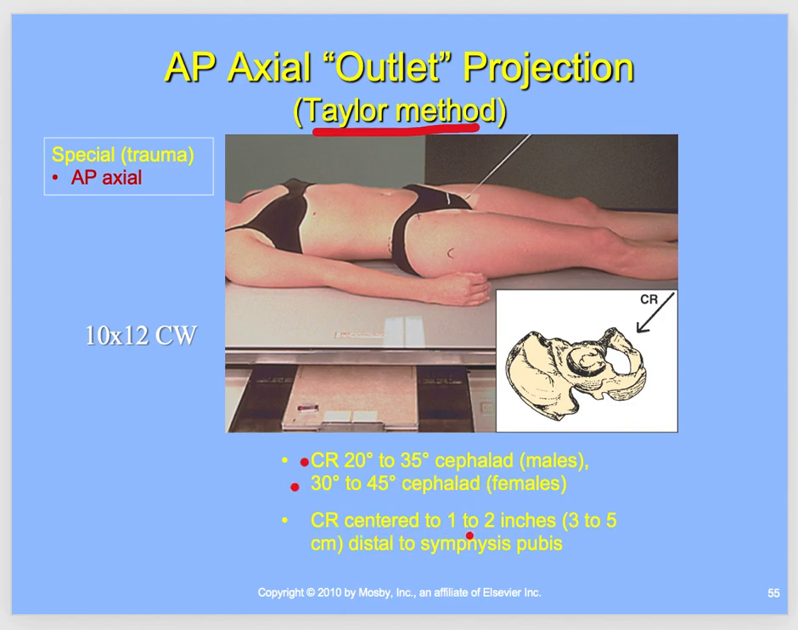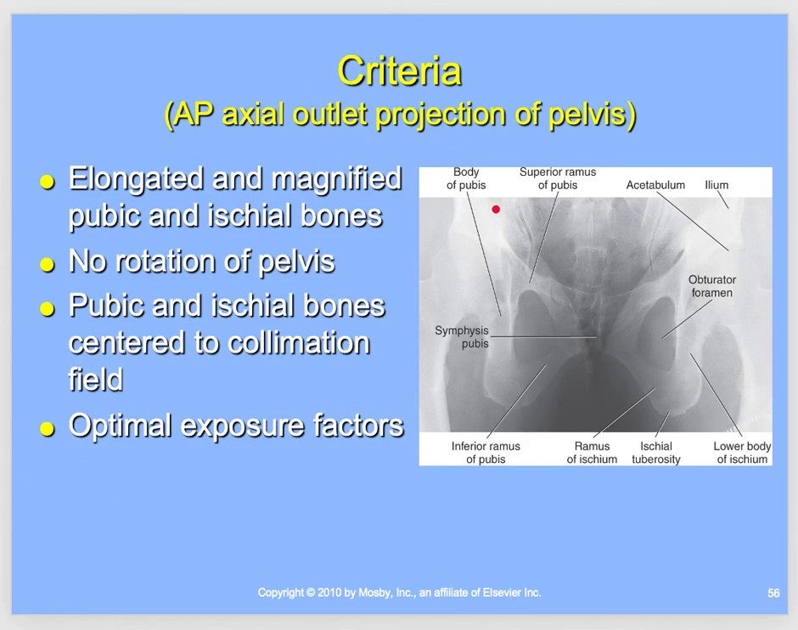Your CR is centered 1 to 2 inches, which is 3 to 5 centimeters distal to the symphysis pubis. So symphysis pubis by the white line, and then you are 1 to 2 inches distal to that, with the angle appropriately for male or female. 20 to 35 for males, 30 to 45 for females. So this is your outlet view, the axial outlet.